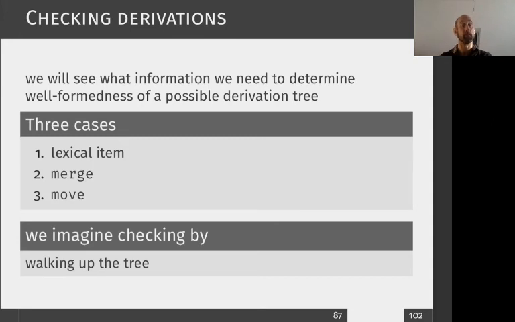So we're going to see now what information we need to have in order to determine whether a possible derivation tree is actually well-formed or not. There are three cases for what a node in a possible derivation tree can be. It could either be a lexical item, a node labeled merge, or a node labeled move. Now we're going to start at the leaves and walk up the tree, checking to see if the derivation is well formed as we go up.